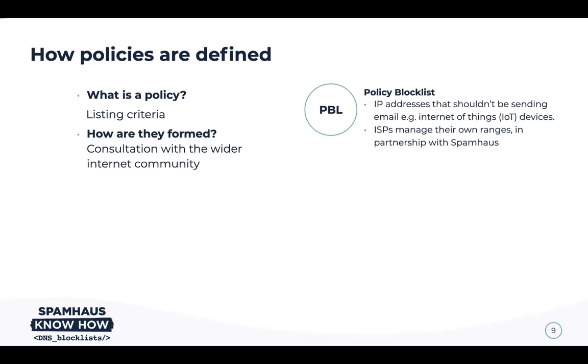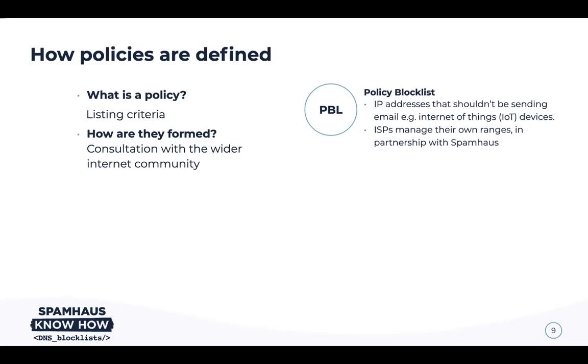So for the PBL, a network owner can come in and they can create a management account and add the ranges themselves, because in the end, the philosophy here is that there's nobody who knows the network better than the network owner, and they should be the party that's best able to tell what parts of the network should be allowed to send mail and what not. So for over a decade, we've been managing the PBL together with thousands of network owners who add their own IP ranges into the PBL.